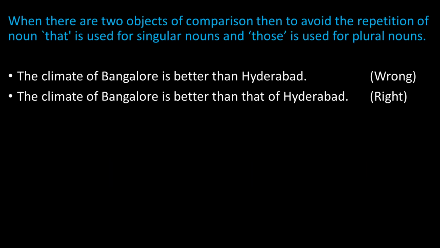Next one. When there are two objects of comparison, then to avoid the repetition of the noun, 'that' is used for singular nouns and 'those' is used for plural nouns. For example, the climate of Bangalore is better than Hyderabad. Wrong. Here we are not comparing the climate of Bangalore and Hyderabad. We should compare the climates of both the cities. Hence, the correct one is: the climate of Bangalore is better than that of Hyderabad.